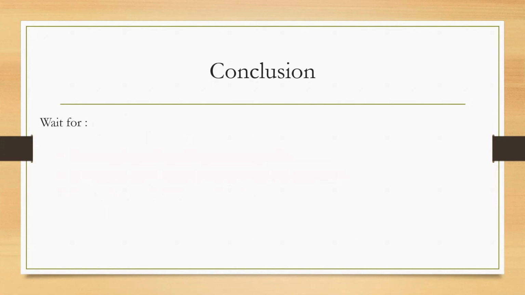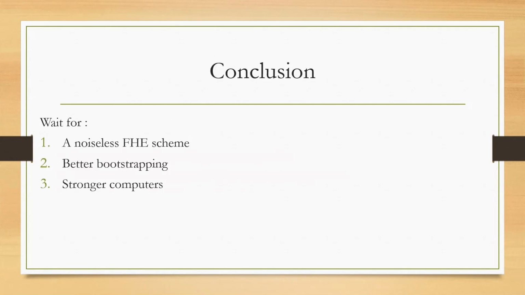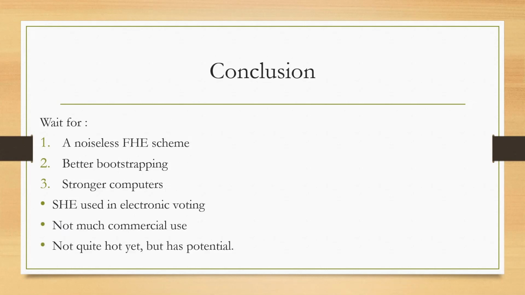Some things that might make fully homomorphic encryption viable are the discovery of some sort of cryptographic problem that allows for a noiseless, fully homomorphic encryptive scheme, better bootstrapping, so just improvement, and stronger computers to allow the overhead to not be so significant. Somewhat homomorphic encryption has been used in electronic voting, but has not had much commercial use. So I'd rate it not quite hot yet, but it has quite a bit of potential.